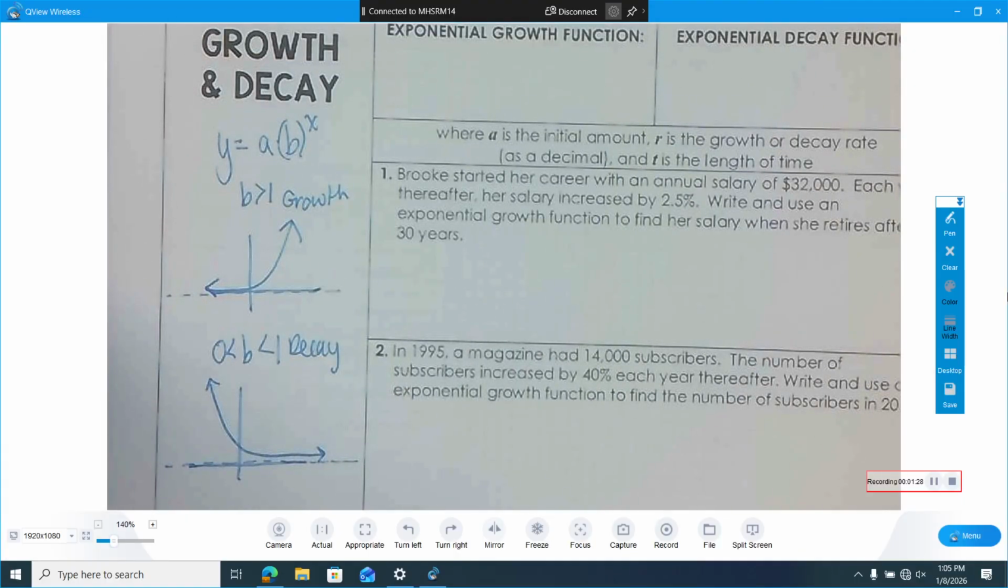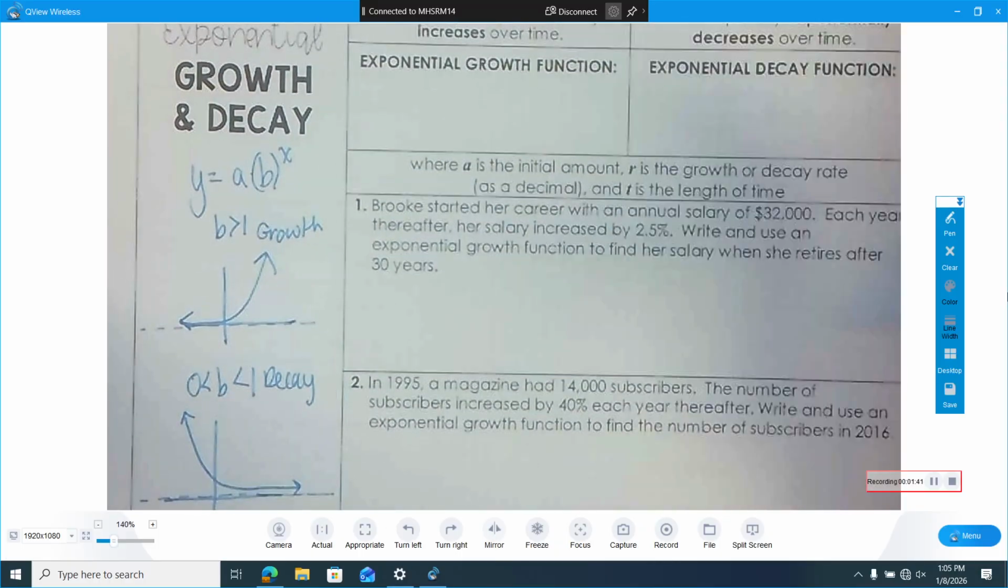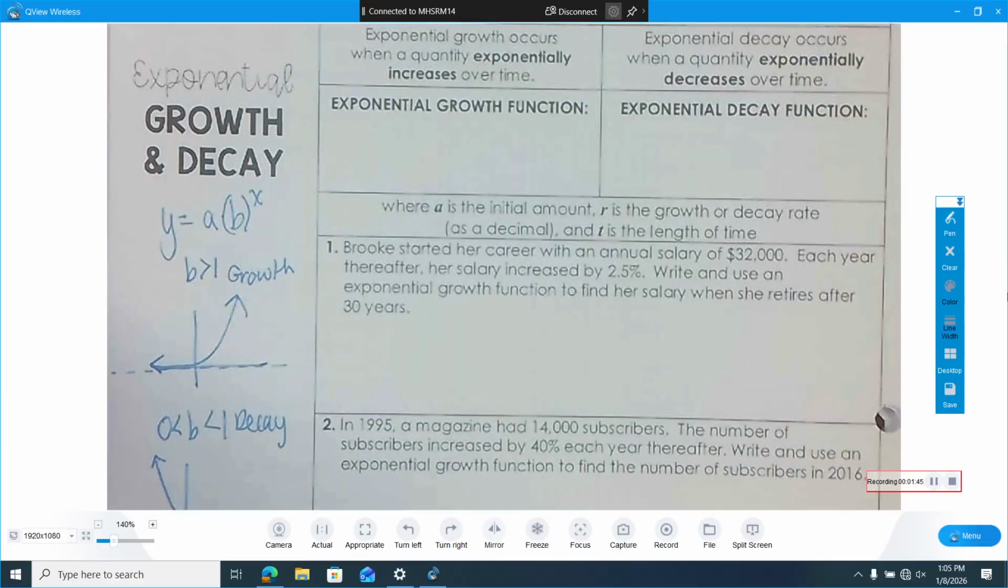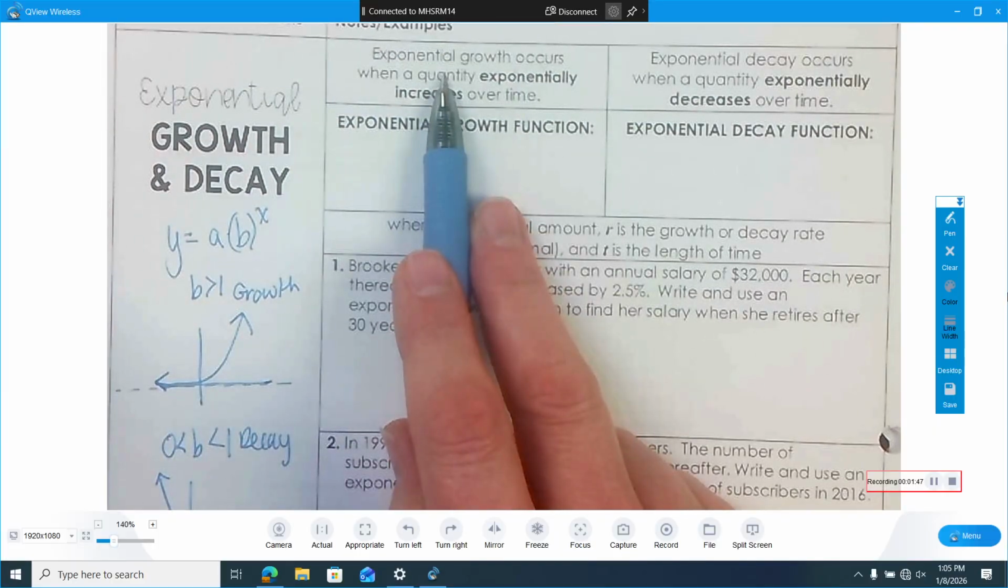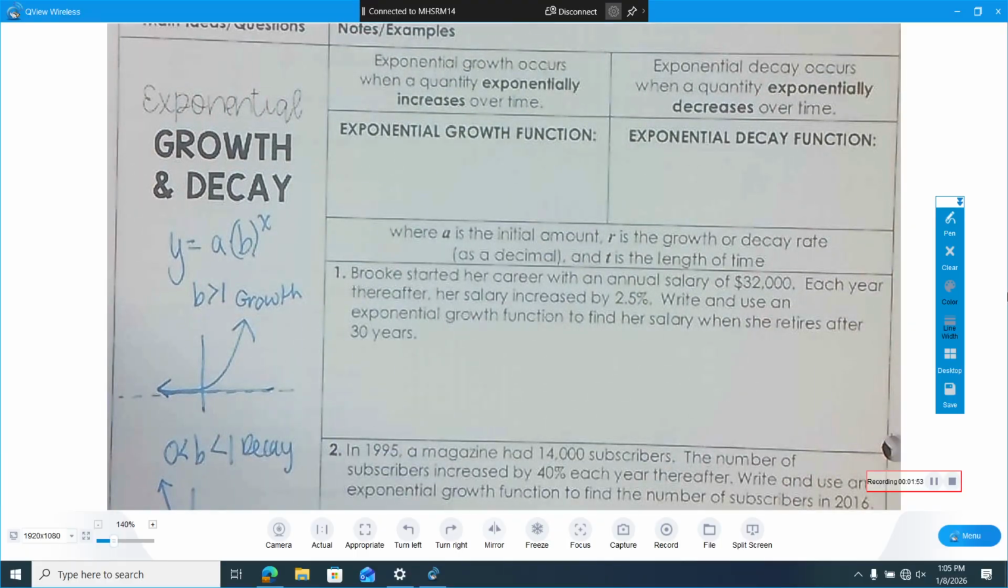And I really like these functions because we use them. Like, this is what I wish all math could be. Why do we use these things? Well, guess what? This is where we use them. So we have some formulas that we can use to help us figure out how much something is worth when it grows exponentially or decays exponentially.